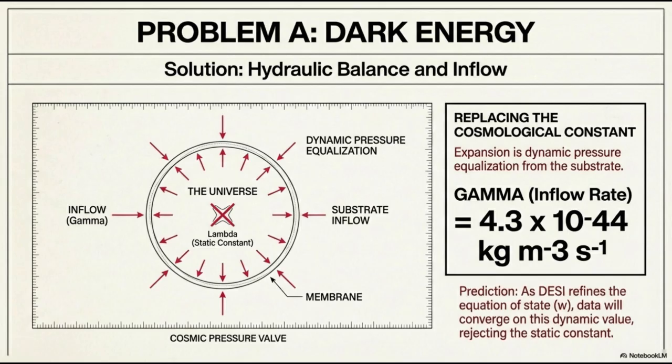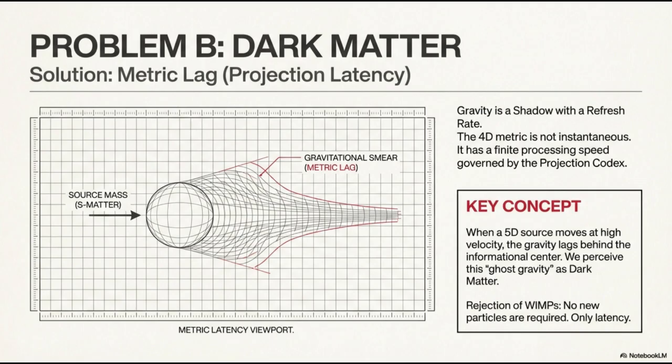Because if the universe has a refresh rate, it must have a lag. And that lag is where this theory takes on dark matter directly. All right, let's unpack this, because the standard picture of dark matter is that it's a particle, right? Some invisible stuff with gravity. Some kind of WIMP or axion, yeah.